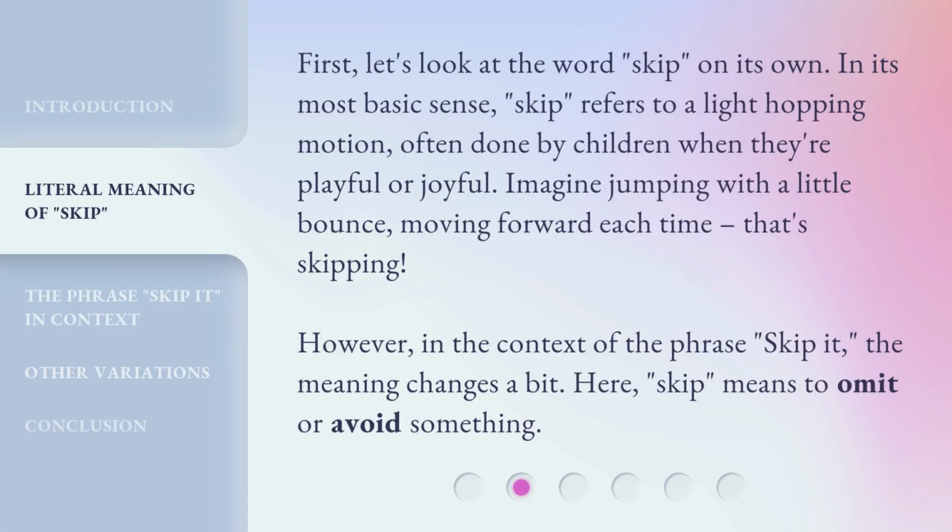First, let's look at the word skip on its own. In its most basic sense, skip refers to a light hopping motion, often done by children when they're playful or joyful. Imagine jumping with a little bounce, moving forward each time. That's skipping. However, in the context of the phrase, skip it, the meaning changes a bit. Here, skip means to omit or avoid something.